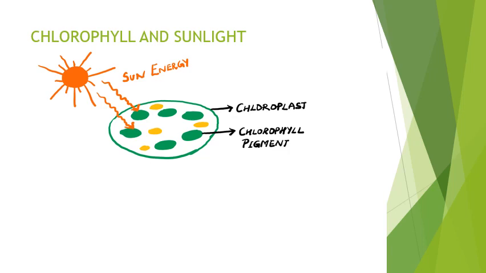The next components are chlorophyll and sunlight. Now you all know that the green color of a leaf is due to the presence of a pigment which is called chlorophyll. This chlorophyll pigment is present in another structure which is called chloroplast.